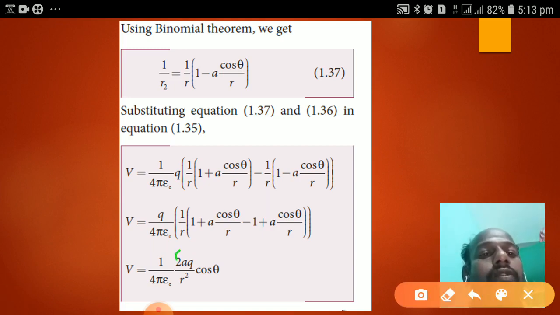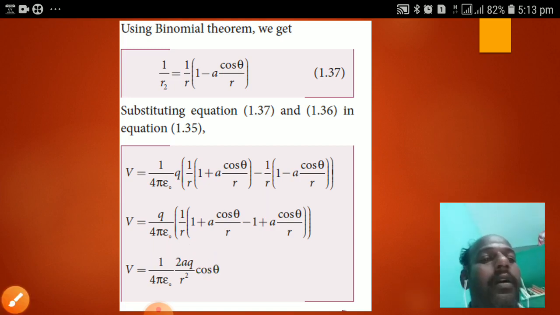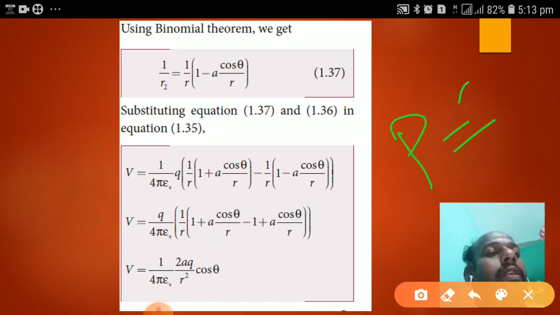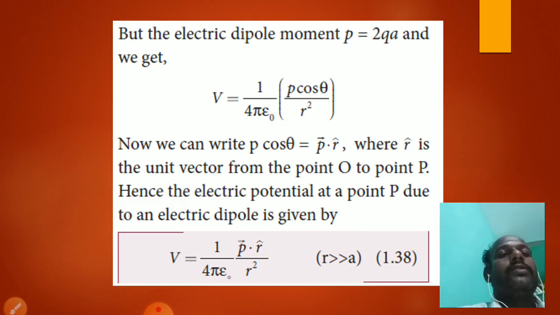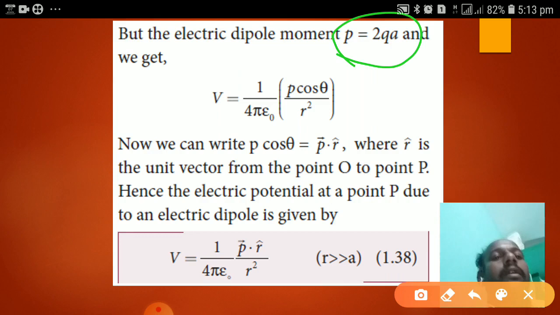Now we all know what 2AQ is. P is equal to 2AQ. So by substituting P is equal to 2QA, I will get V is equal to 1 by 4 pi epsilon naught into P cos theta by R square. Now P cos theta will be equal to the scalar product, because cos theta always represents the scalar product. So P vector dot R vector, where R is the unit vector towards the point P. The electrostatic potential at the point P due to the electric dipole is equal to P vector dot R vector by R square.